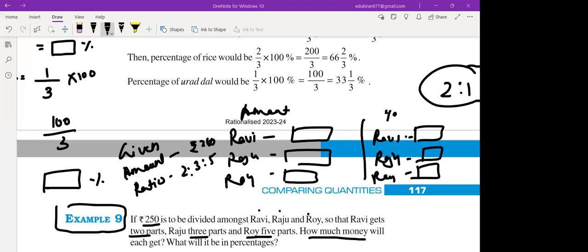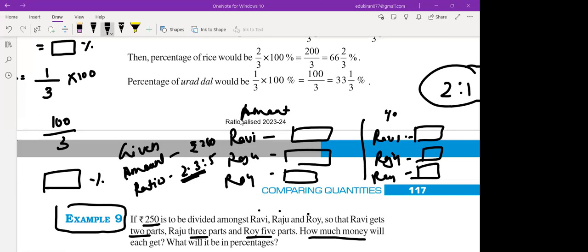Ma'am, can you explain this question again? I didn't get it quite. Okay, wait. See, I told you how to convert the ratios into percentage. Did you get that? Yes, ma'am. So first, over here, ratios are given to you, right? 2, 3, and 5. What you have to do is convert them into percentage. Can you do that? Yes.